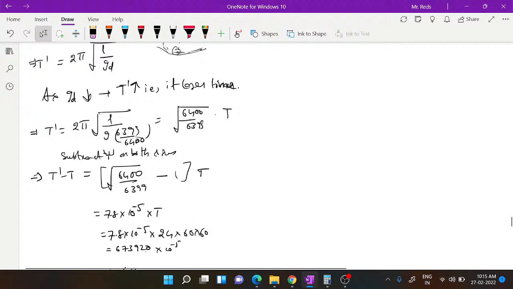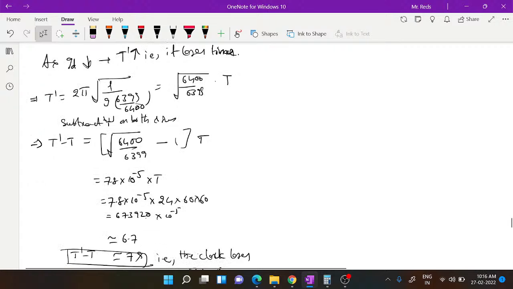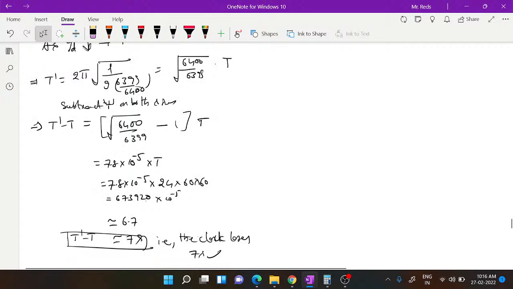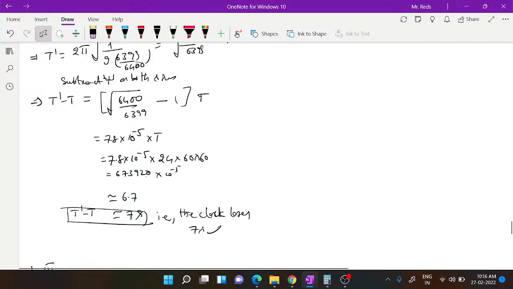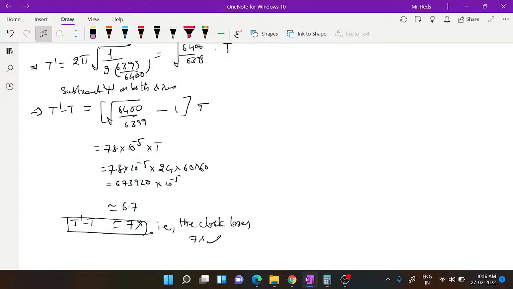On both sides, if you subtract T, you can take this number minus 1 into T, and simplifying this you will get approximately 6.7 or 6.8 seconds, so approximately you can take it as 7 seconds. That means the clock loses 7 seconds. That's what you can conclude. So the clock is said to be losing 7 seconds approximately. So that is how we can conclude it. So it gains or loses how much? 7 seconds per day.